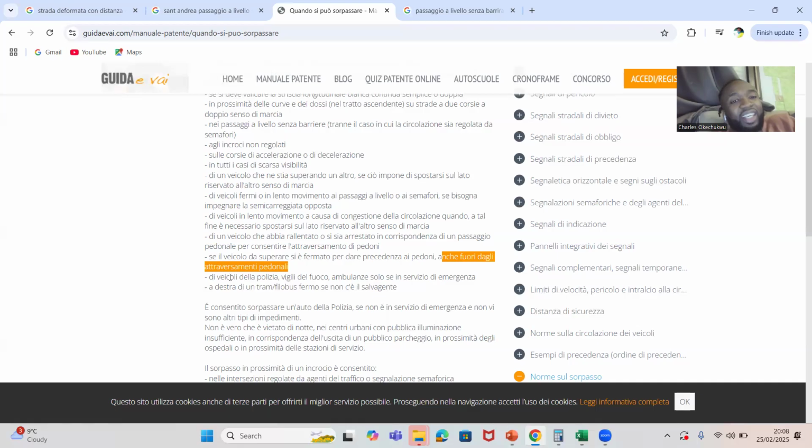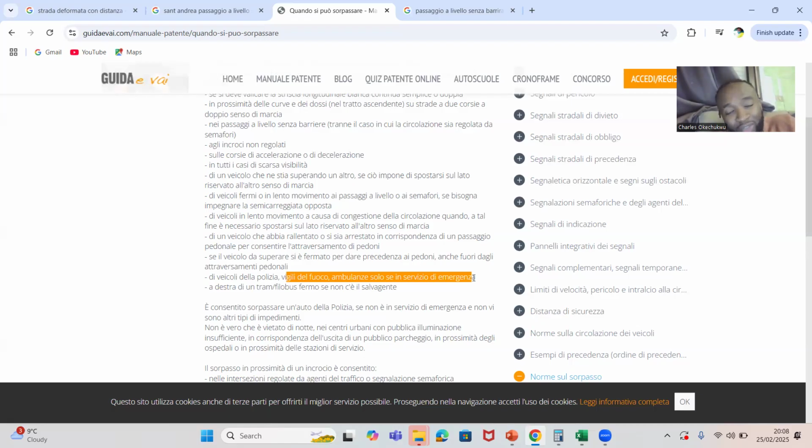Watch. Veicoli della polizia. You can't overtake police cars. Vigili del fuoco, it doesn't end there. Ambulanza. Watch, solo se, only if they are in emergency service, that is, their siren is on. You can't overtake police. Why would you overtake police when police can be pursuing somebody? You can't overtake them.